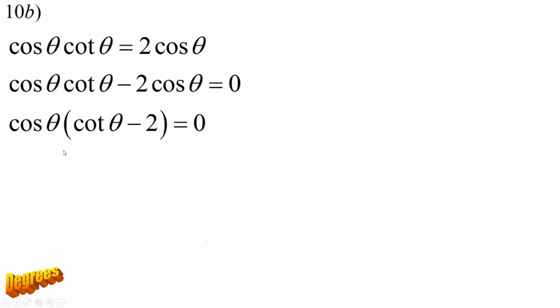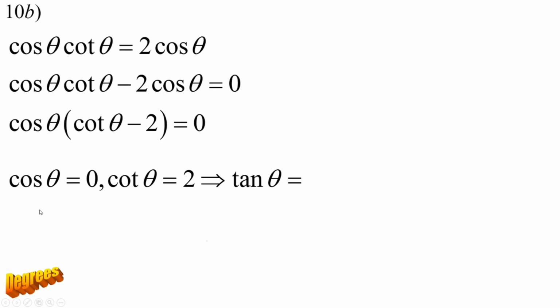And now by the zero product property of algebra, one of these two factors will have to equal 0. So that implies cosine of theta equals 0, or cotangent of theta equals 2. Let's find those. Well, we can do cosine of theta equals 0 without a calculator. And cotangent of theta equals 2, I'm going to take the reciprocal of each side so I can use my calculator. So if cotangent of theta equals 2, that implies tangent of theta would equal 1/2. Note, just the reciprocal of each side.